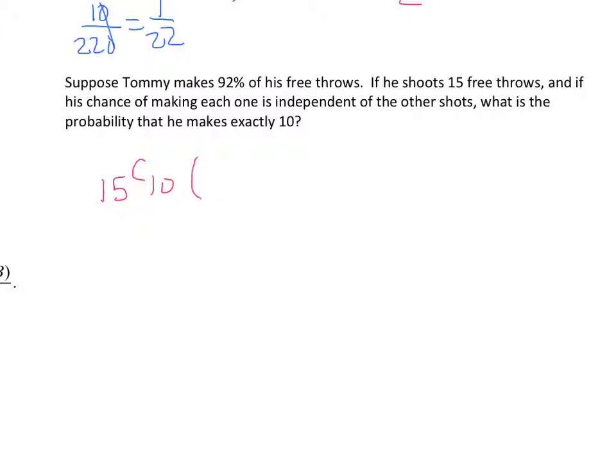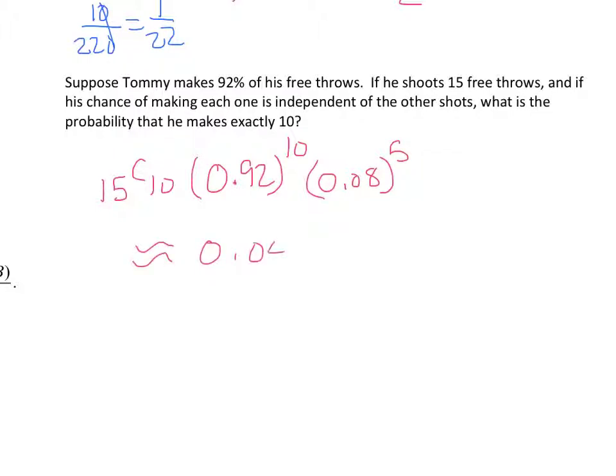And then how many successes? What's our probability of success? 92%. We're doing it 10 times. And then you have an 8% chance of missing. Well, how many would we miss if he made it exactly 10? 5. Calculate that out in your calculator, and it would be approximately 0.04. Oh, I missed a 0 there. So there's the probability of that happening, okay?